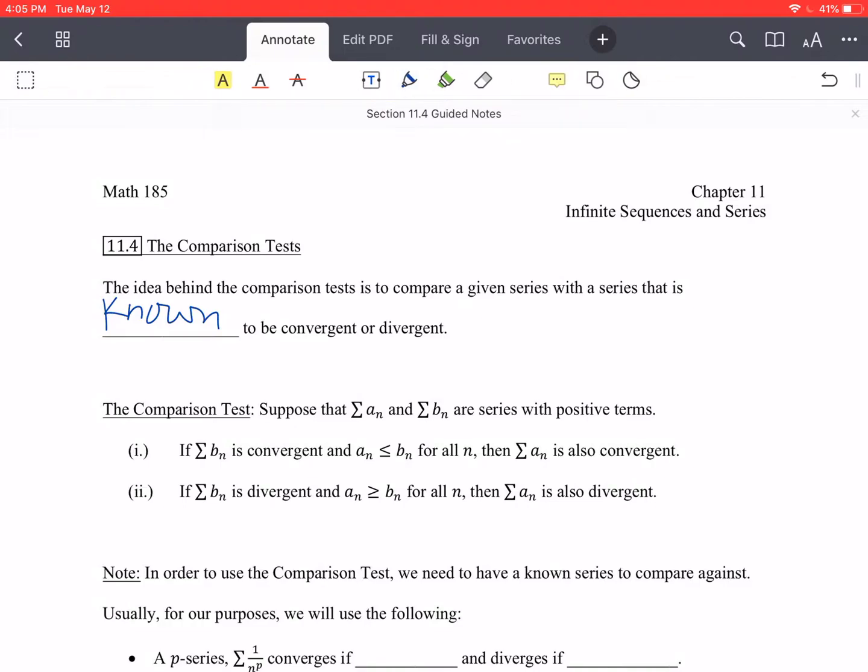Okay, so if we have a series that we already know converges, we can compare this one to it and see if it also converges. If we have a series we know diverges, we can compare our current one to it and see if it also diverges. So this is the comparison test.